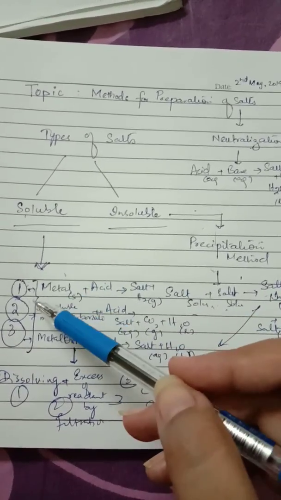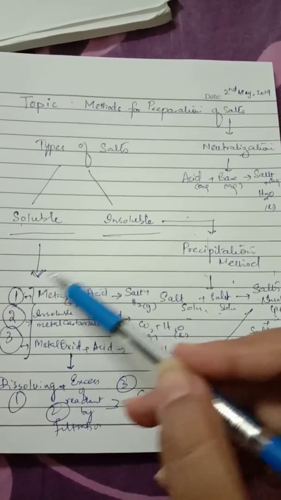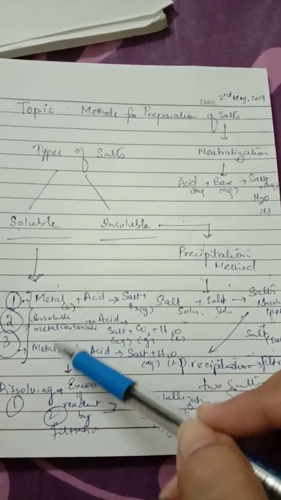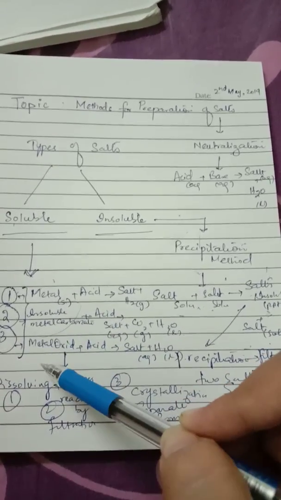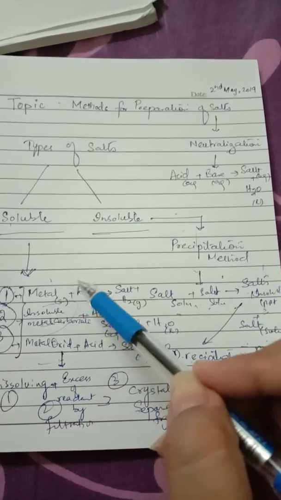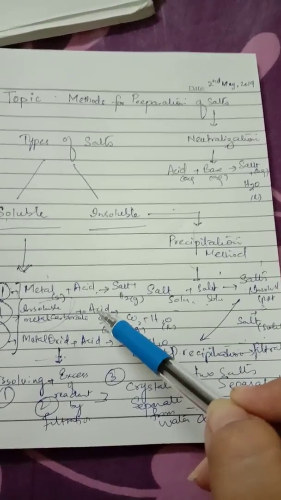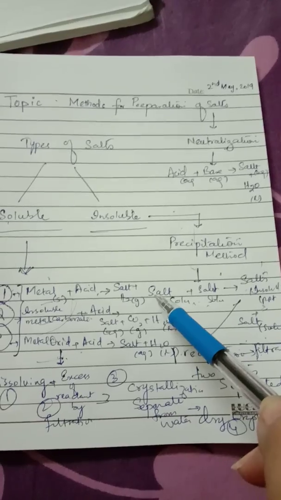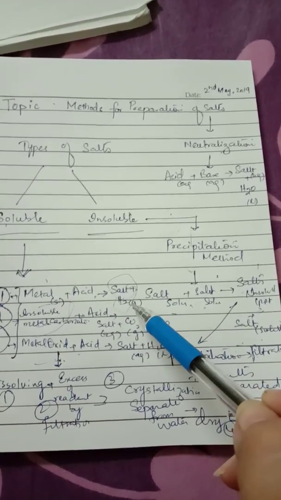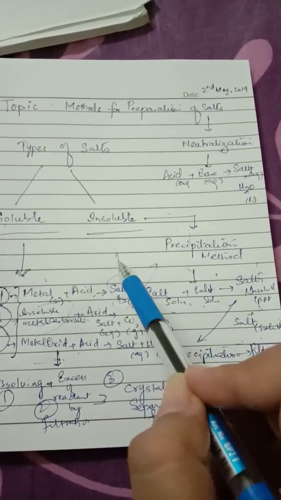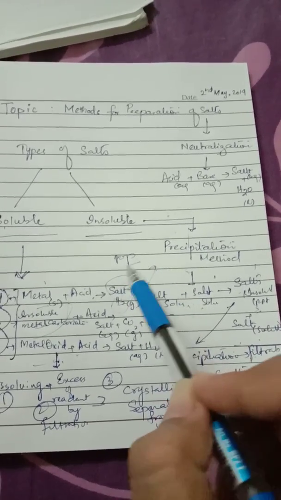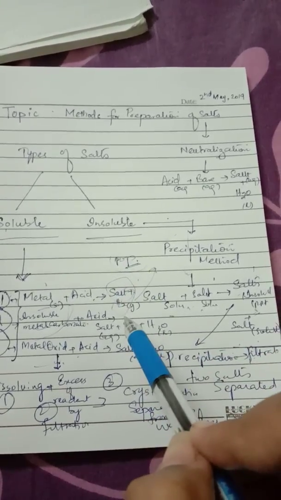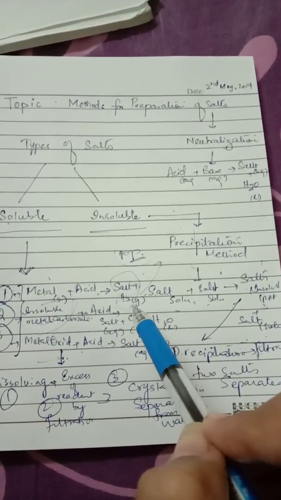Similarly, for soluble salts, in the first three methods we are using insoluble reagents: solid metal, insoluble metal carbonate, and insoluble metal oxide. All three reagents are insoluble and they are reacted one by one with the respective acids, and then we get salt plus something different. In the first, for example, we get salt plus hydrogen gas. You can check this hydrogen gas by the pop sound. If you bring a lighted splint near the test tube, it will be extinguished with a pop sound, so you can identify that the gas released is hydrogen.